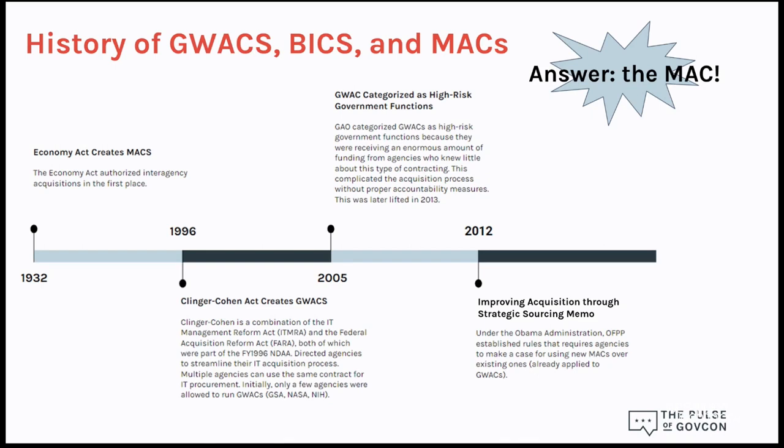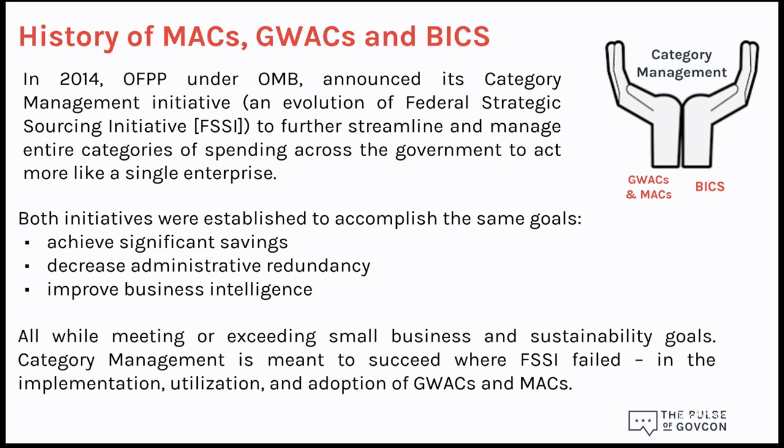And then in 2012, we had the Improving Acquisition Through Strategic Sourcing memo under the Obama administration and OFPP. And then GWACs as we know it occurred in 2014. So I mentioned before about category management. In 2014, OFPP under OMB announced this initiative, which is also not new. It was an iteration of the Federal Strategic Sourcing Initiative. So if you ever want to really go back in time for category management, you have to look up FSSI. The idea was that we wanted to streamline and manage categories of spending across the government so that we acted more as a single enterprise.